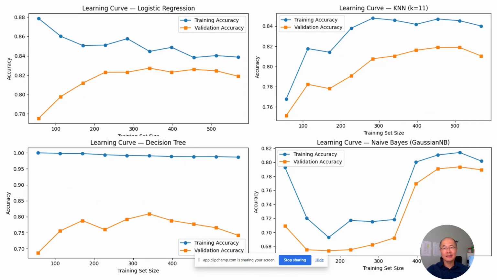Logistic regression training accuracy is around 85%, and the validation is close at about 82%. The small gap shows a stable generalization, and it converged at about 400 iterations.